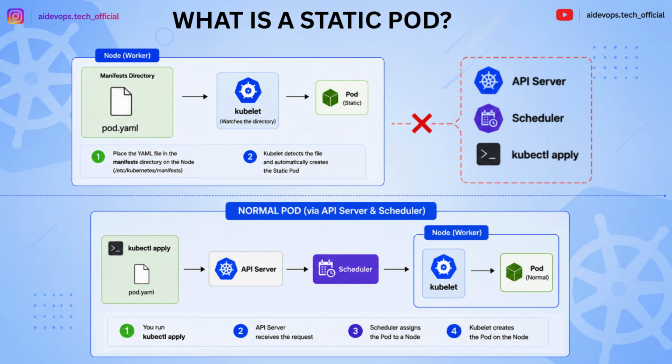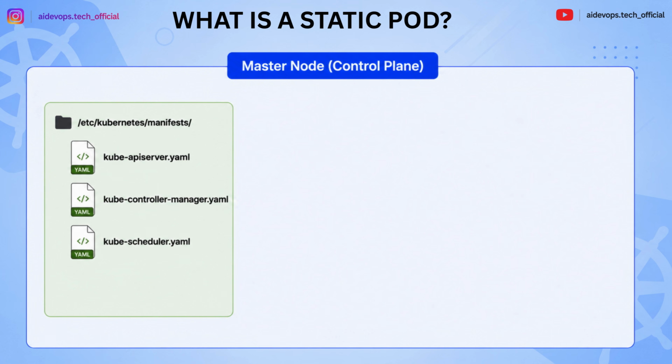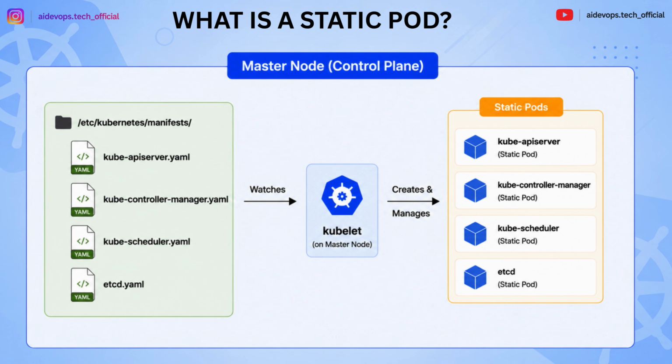Now if you go to the Kubernetes master node and look inside /etc/kubernetes/manifests, you will find the YAML files for the API server, controller manager, scheduler, and etcd. These files are all static pods. The kubelet uses these files to start the control plane when the cluster is starting up.